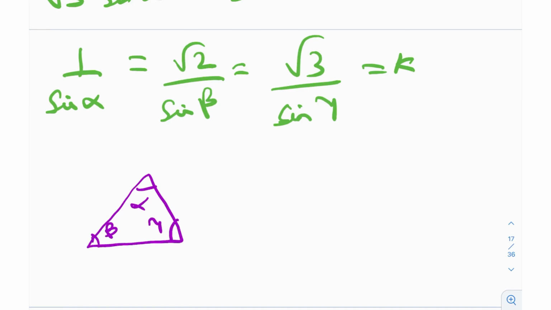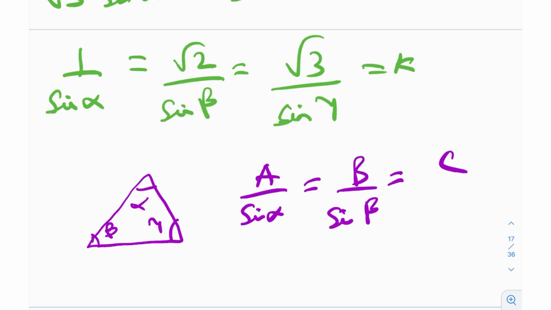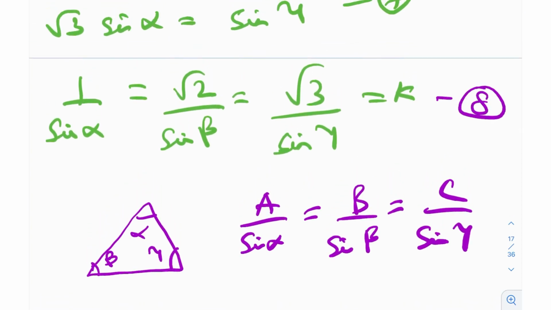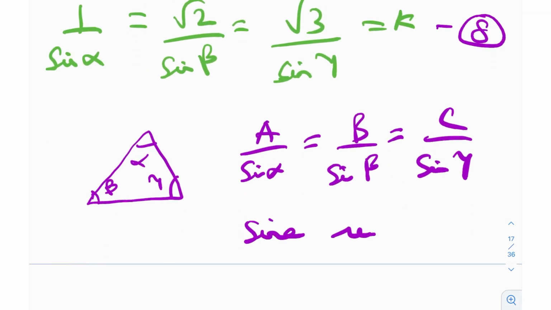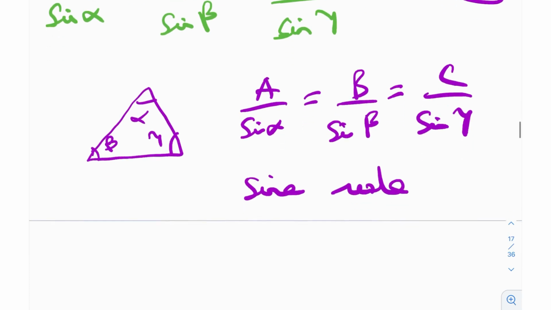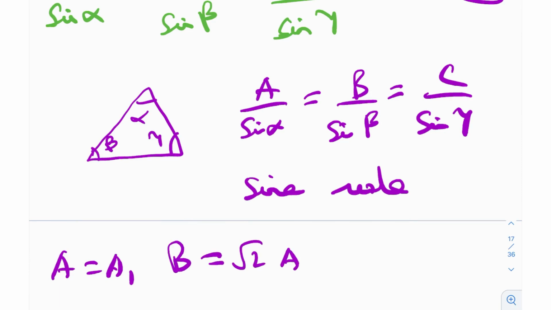In any triangle, you have a over sine alpha is equal to b over sine beta is equal to c over sine gamma. Do you notice the resemblance of the sine rule to equation number 8? Equation number 8 is basically the sine rule: A over sine alpha, b over sine beta, c over sine gamma is equal to k. The only difference is that the sine rule is talking about the ratios of the sides. So the side A will be A, the side B will be root 2 times A, and the side C will be root 3 times A. They will not be 1, root 2 and root 3. They can be if A is equal to 1, but that's not a necessary condition.